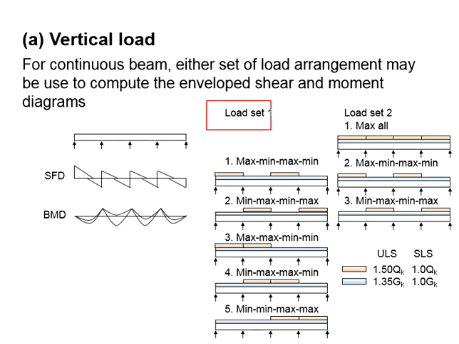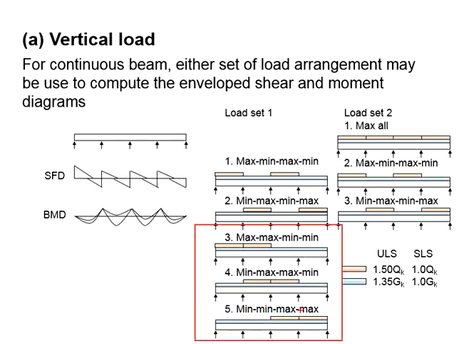Alternatively, you can use load set 1. For load set 1, you do not have the load condition of maximum throughout, but you will have maximum, minimum, maximum, and minimum, maximum, minimum. On top of that, you will have two consecutive spans with maximum load that progressively move along the continuous span, as demonstrated by load arrangements 3, 4, and 5.